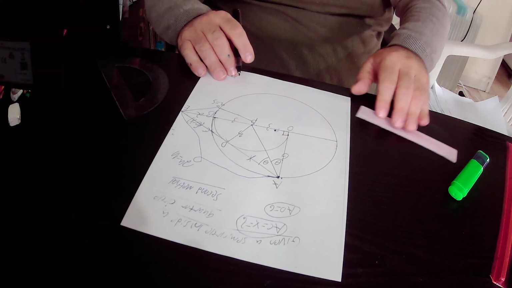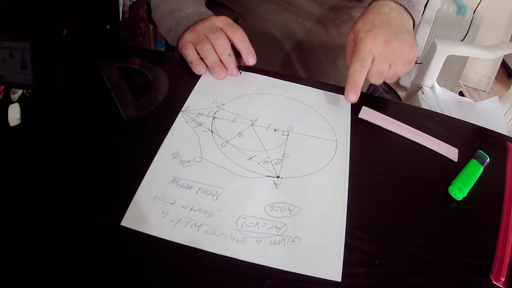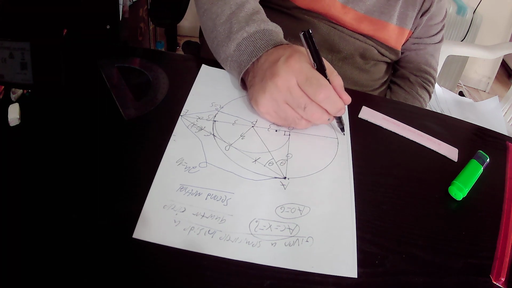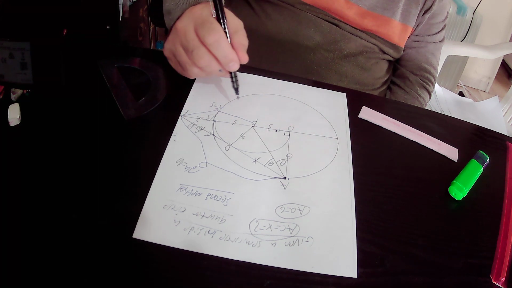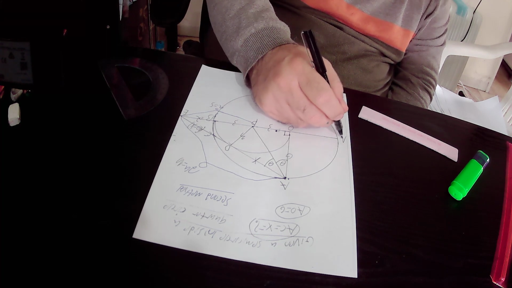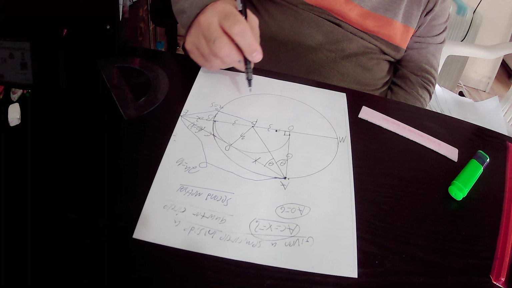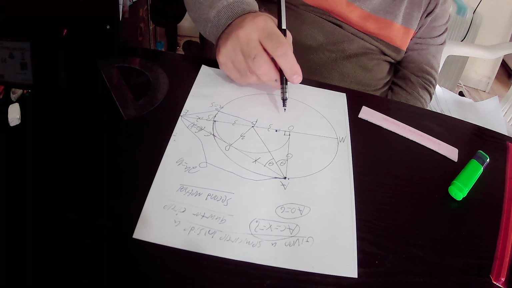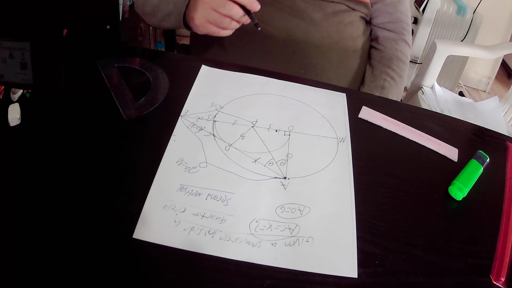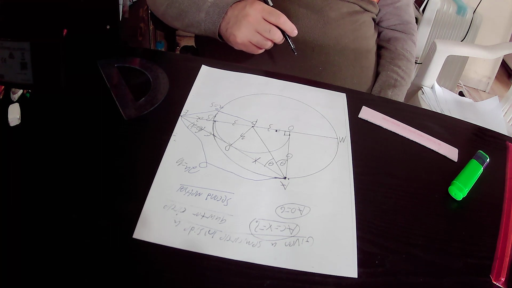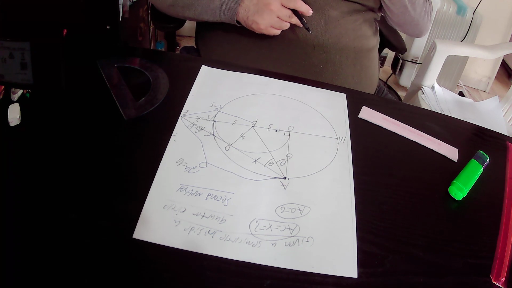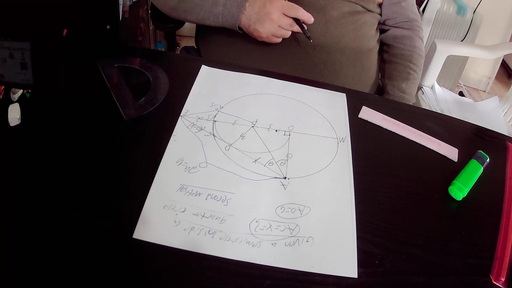So the extended line segment BO touches the circle at this point. We'll define the touching point of the extended line segment BO in the circle as point M. Again, point M is the touching point of the extended line segment BO in this circle. So what is the length of line segment MO?